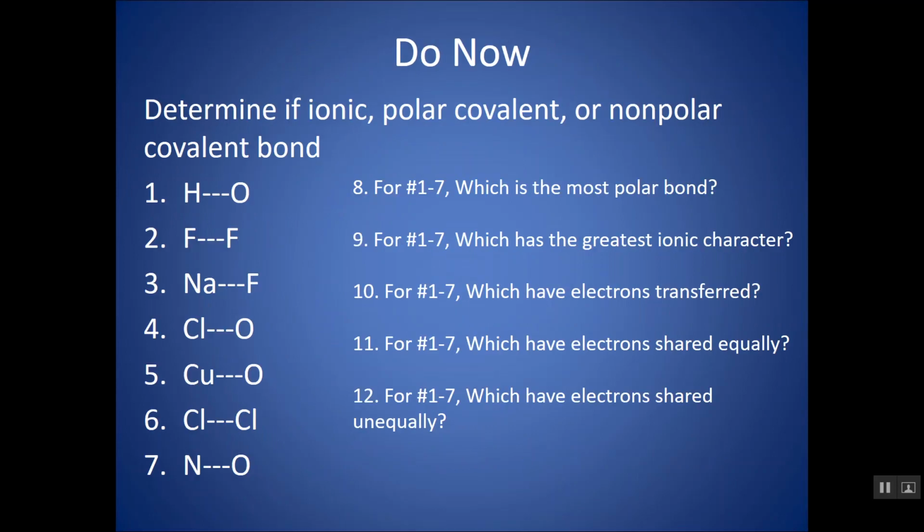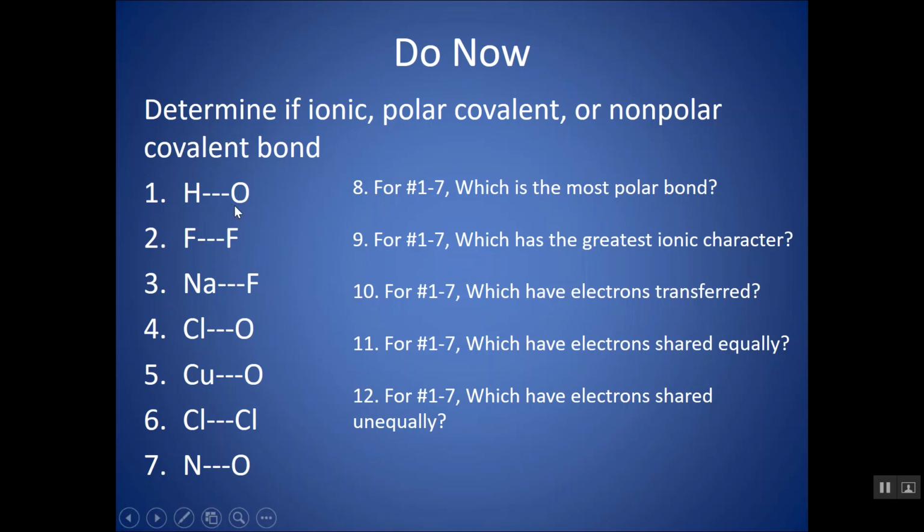Take a moment and try this do now. Tell me what type of bond would be present, and I specifically put dotted lines to show that these are not necessarily covalent bonds. You'll tell me, is it ionic, polar covalent, or nonpolar covalent, and then answer questions 8 through 12 about them based on some of the definitions that you've done. Once you finish, pause the video, then check your answers.